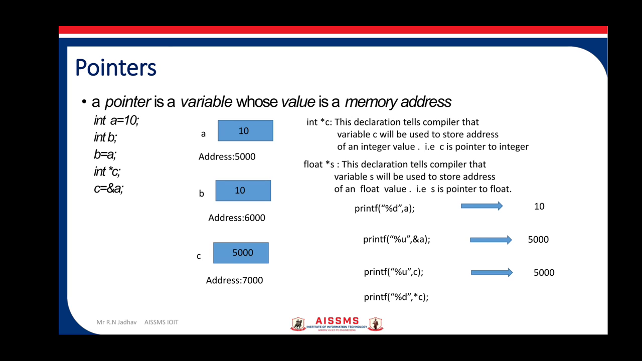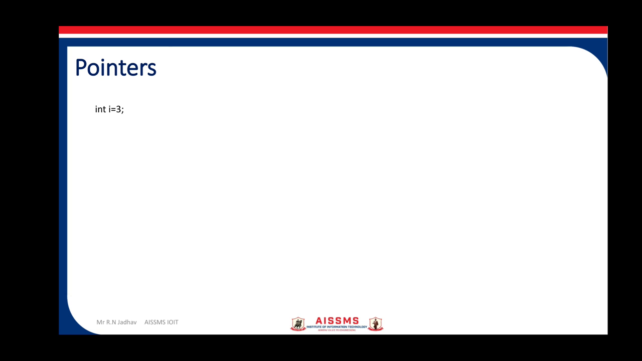Now if we print *c, here star indicates value at the address. So value at which address? The address which is available in c. In c I have the address of a. So value at address 5000. That value is 10. As this value is of type integer, we require the format specifier %d, and it will print the value 10.